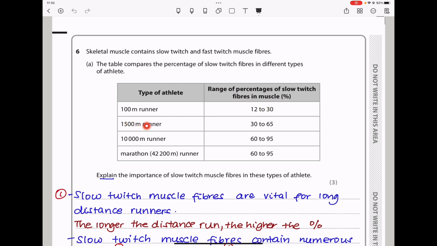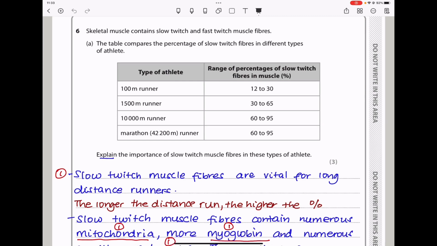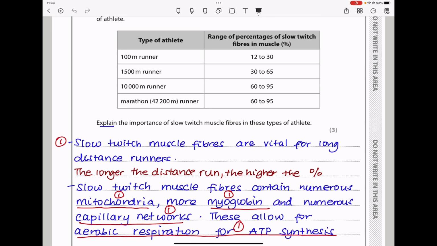Then 1,500-meter runner, they have 30 to 65. 10,000-meter runner, 60 to 95. And the marathon runners are going to be 60 to 95 as well. The key thing is, as distance increases, the percentage of slow-twitch muscle fibers increases. So they say explain the importance of slow-twitch muscle fibers in these types of athlete. We know slow-twitch muscle fibers have more myoglobin and they have more mitochondria. Myoglobin is going to provide more oxygen. The mitochondria are going to provide more energy in order for aerobic respiration to occur.